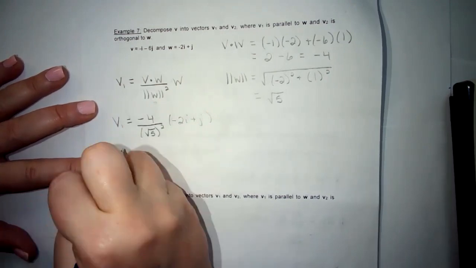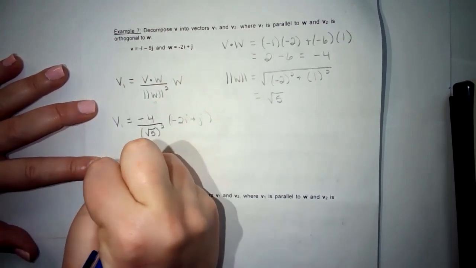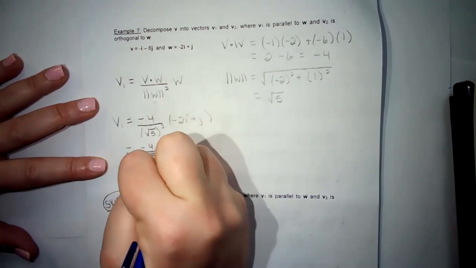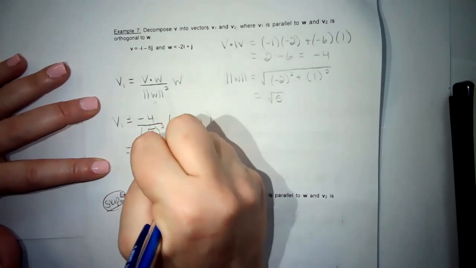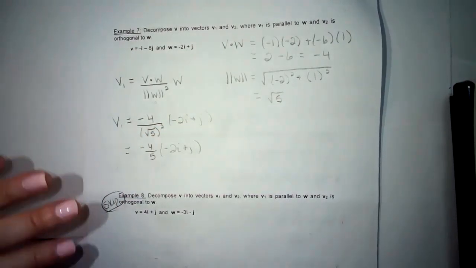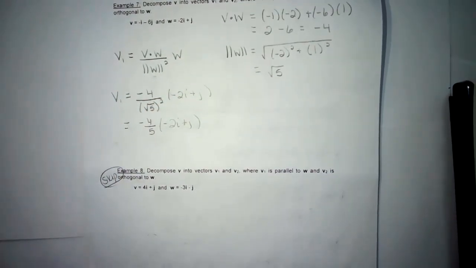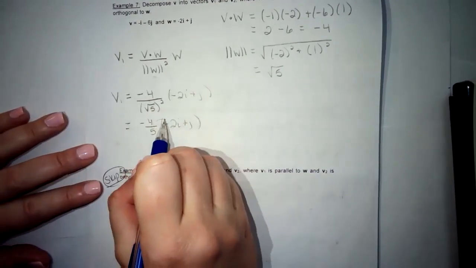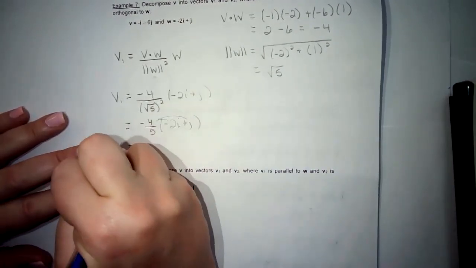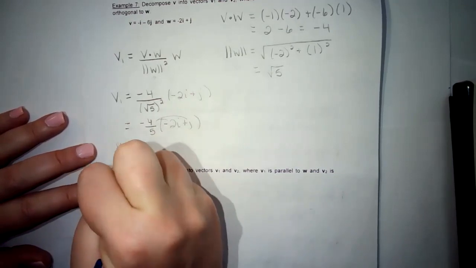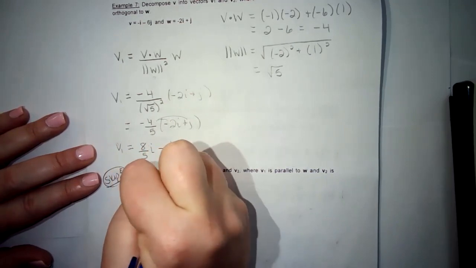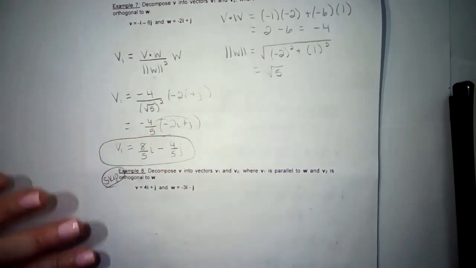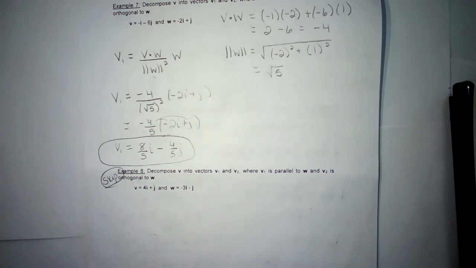Okay, I'm going to clean it up a little bit. It looks like we're going to have a negative 4/5 that we're going to distribute through vector w, which is not pretty, but most of them are not pretty. Everybody all right with this so far? Okay, we're going to push it through there. Vector 1 is going to be positive 8/5 i minus 4/5 j. There is vector 1. Yuck. Well, that wasn't horrible.